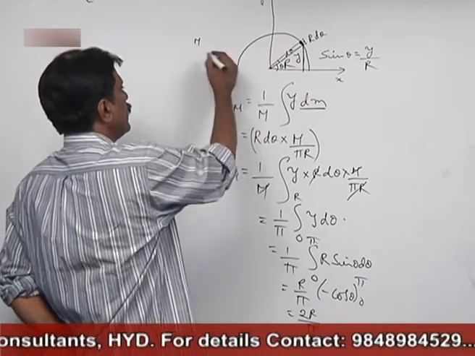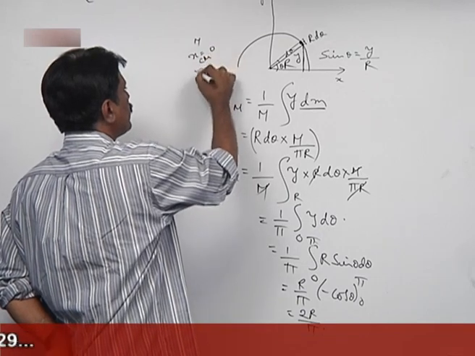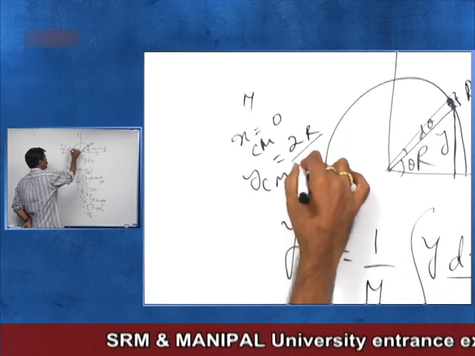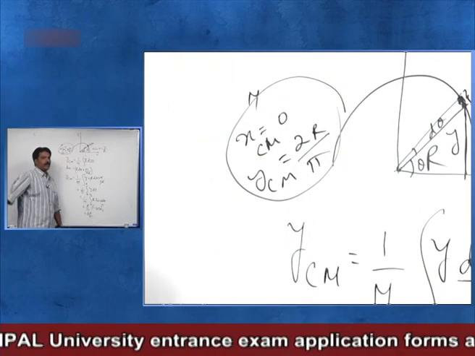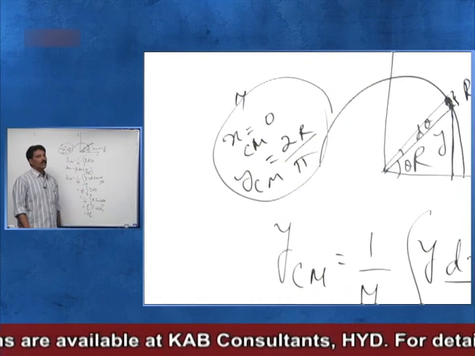So for this ring, the x center of mass is 0, and the y center of mass is equal to 2r by pi. This is how you will find the center of mass for a semicircular ring.